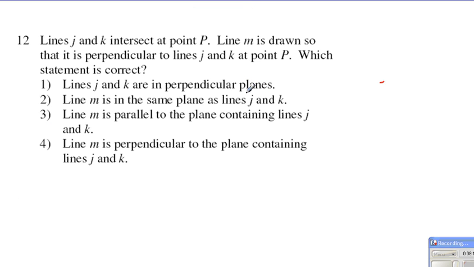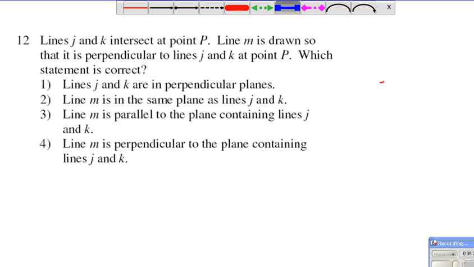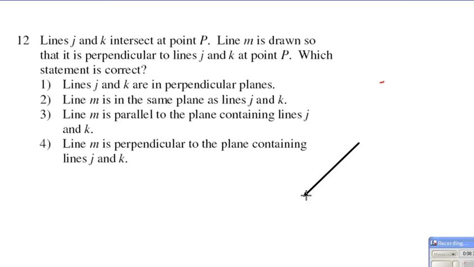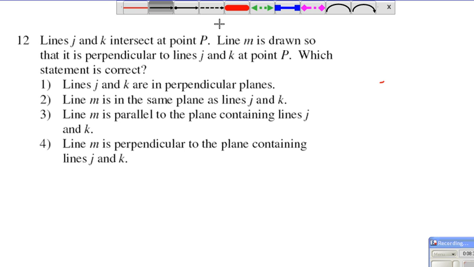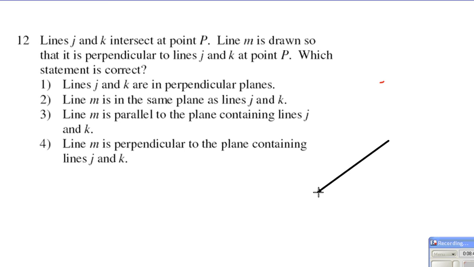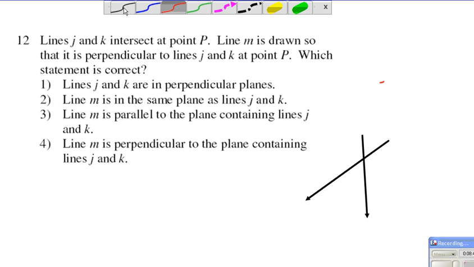All right, now the next question. In this case, let us say lines J and K intersect at point P. So imagine we have one line and another line. I'm just going to use rays for the lines, and let us say those are intersecting, and the intersection point would be P, so I'm going to put P right over here.